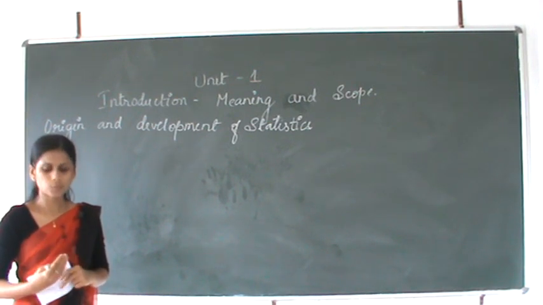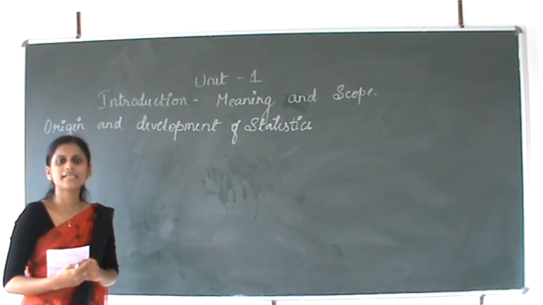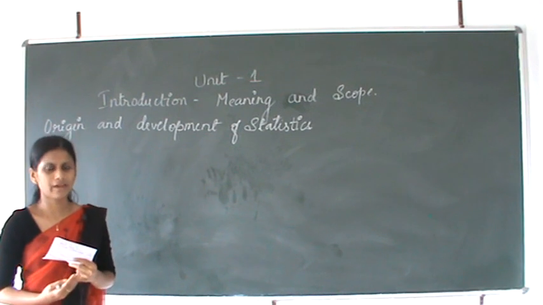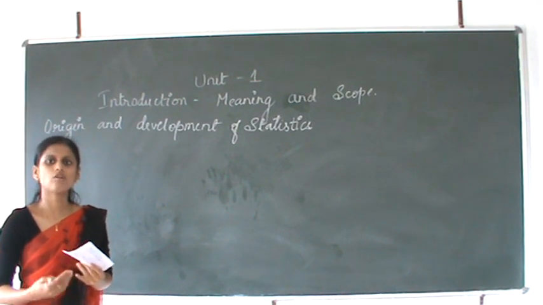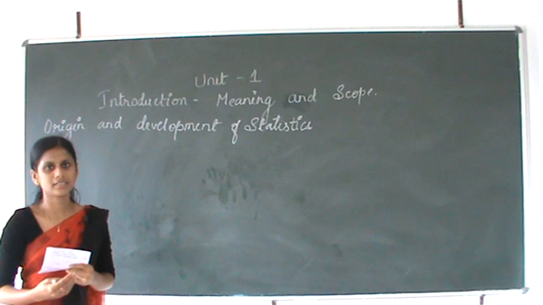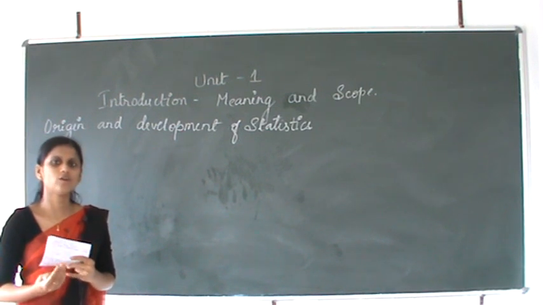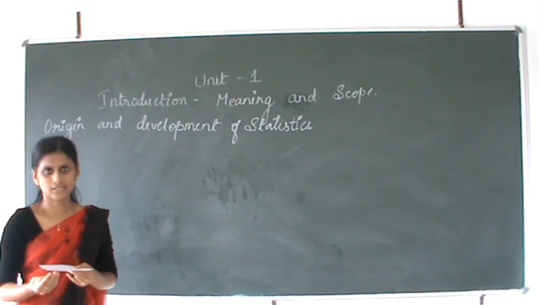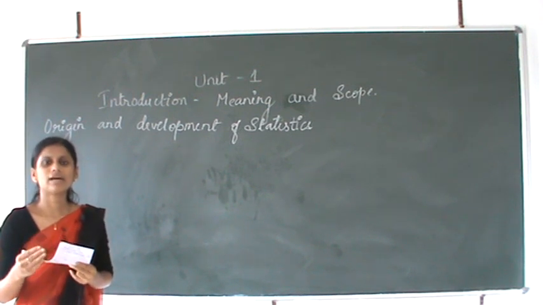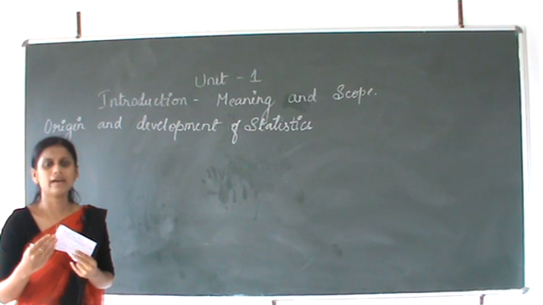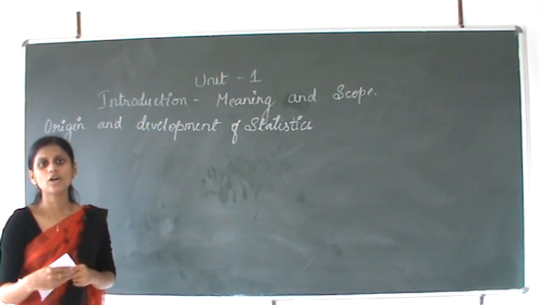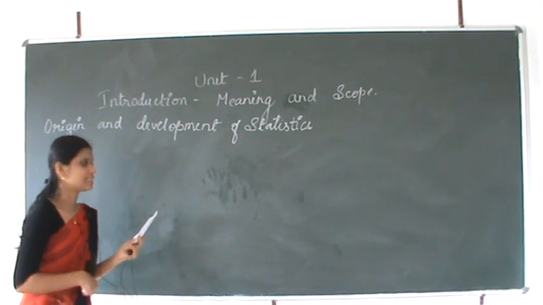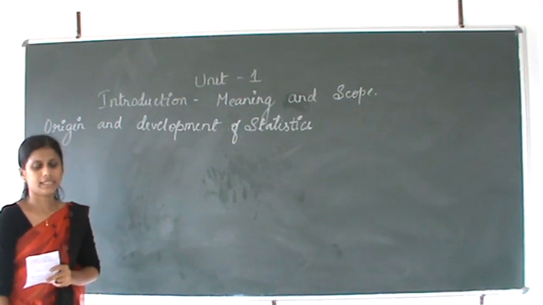Statistics took birth when people started expressing their ideas, such as the number of members in their family, livestock, or quantities given and taken in the barter system. As you all know, earlier there were no money transactions. There was a transaction called the barter system, where people used to exchange goods for goods. So from that time itself we can say that statistics originated.